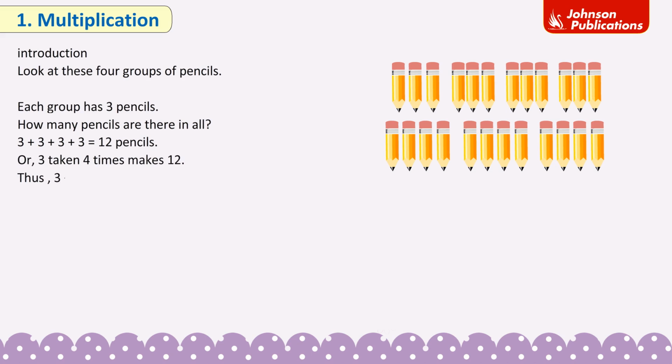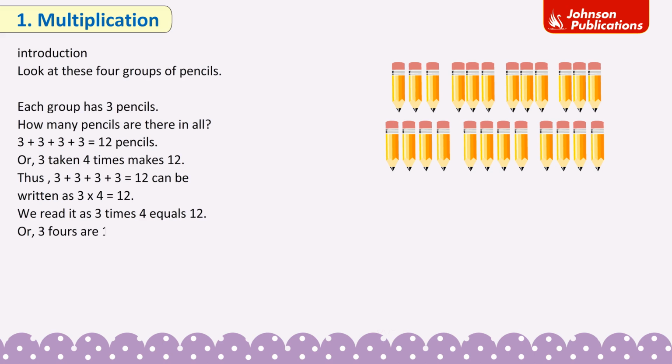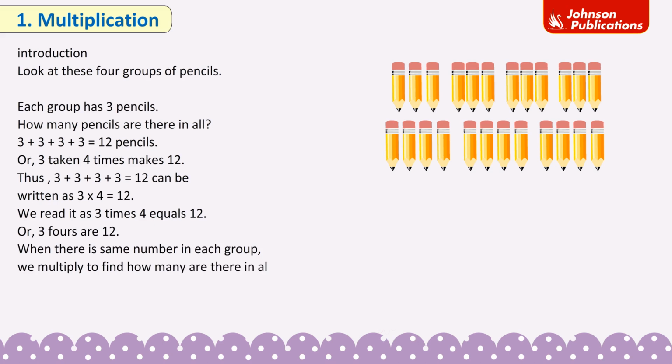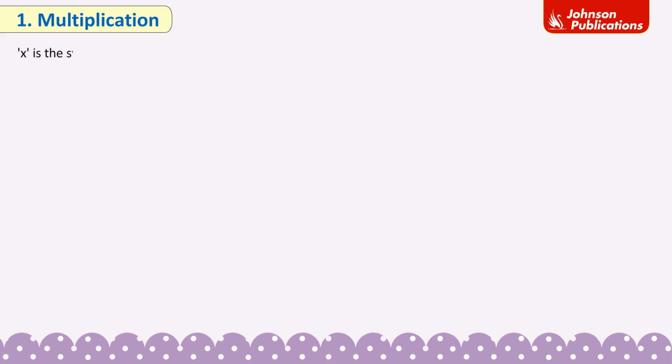Thus, 3 plus 3 plus 3 plus 3 equals 12 can be written as 3 multiplied by 4 equals 12. Or 3 fours are 12. When there is the same number in each group, we multiply to find how many there are in all. X is the symbol of multiplication.